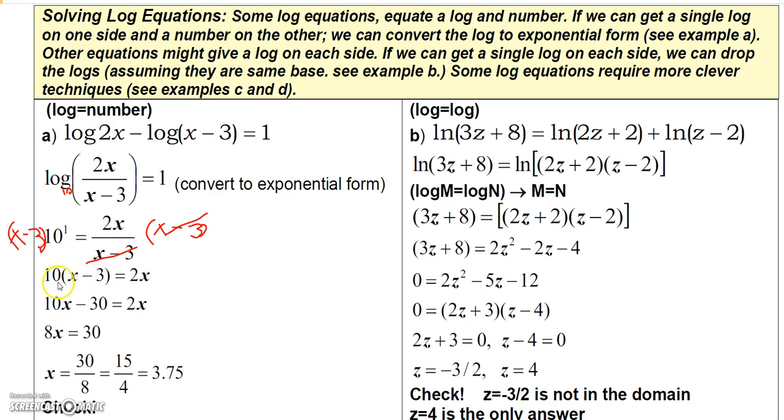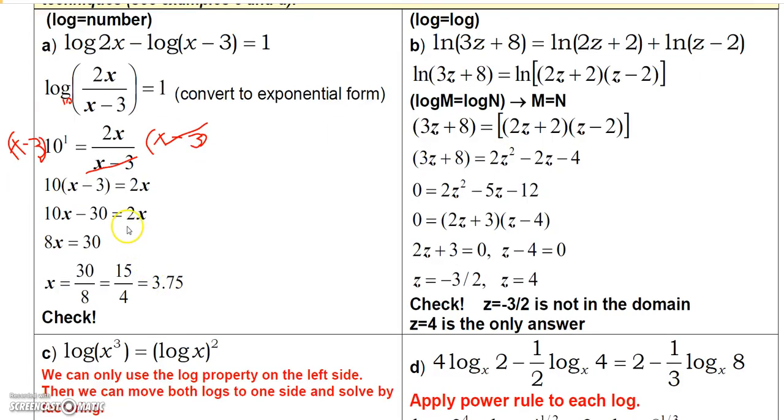This is just a linear equation, so distribute the 10 here and I get 10 times x is 10x, 10 times minus 3 is minus 30, and then bring down the 2x. Now all I have to do to finish this is subtract 2x from both sides. So take 2x away here, and take 2x away here, and 10x minus 2x is 8x, and over here these cancel.